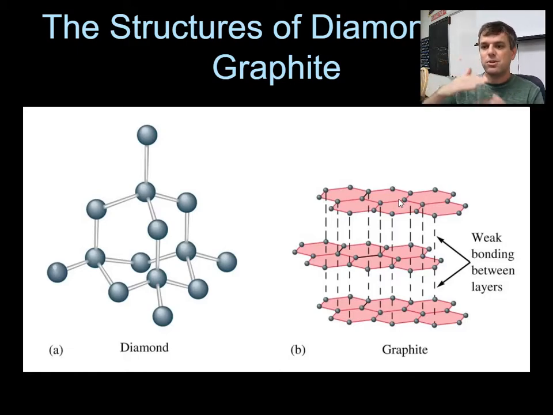But then between the layers, those layers are just held together by dispersion forces. And so that creates some significant weaknesses in graphite where the layers can actually slide past each other.